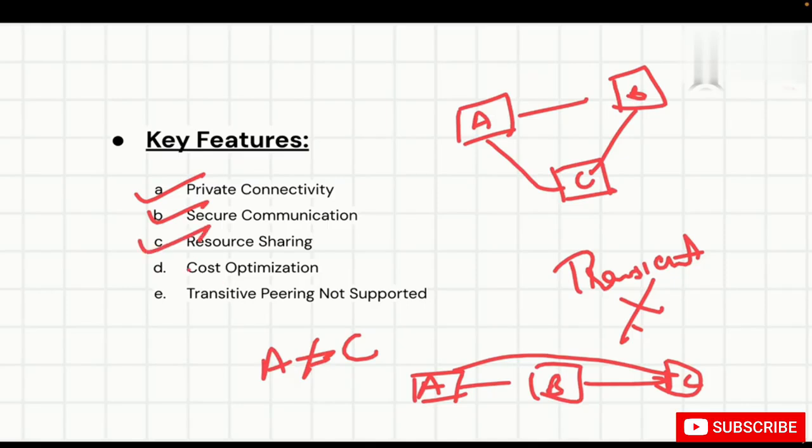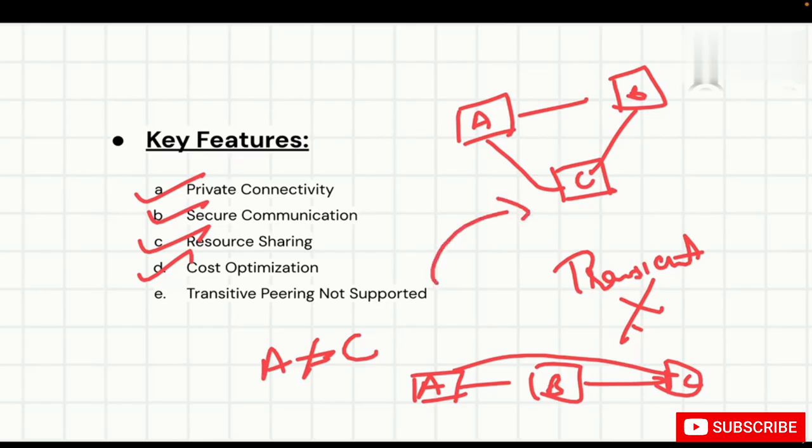We can share resources among the different VPCs for utilization. That's the main working, and cost optimization, as if we are in the same network. So there's no external cost required for internet communication, and transitive peering is not supported.